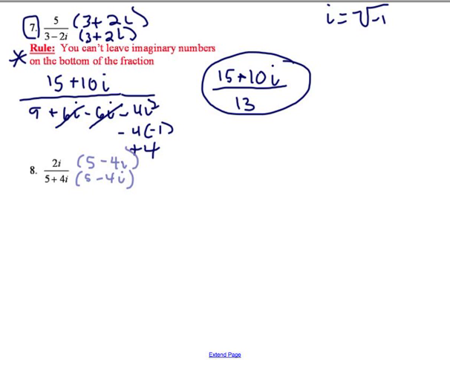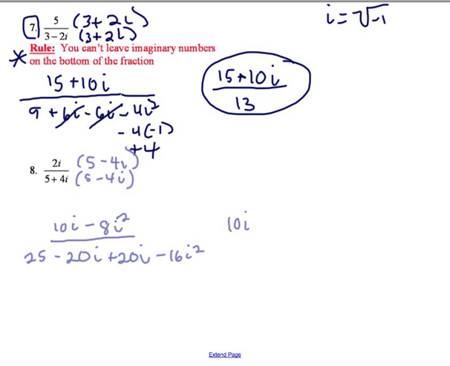On the bottom, 5 times 5, 25. 5 times negative 4i, minus 20i. And 4i times 5 is plus 20i. 4i times a negative 4i, that would be minus 16i squared. On the top here, the 10i we cannot simplify. Minus 8i squared. Let's see, i squared is negative 1, so that'll be instead plus 8.